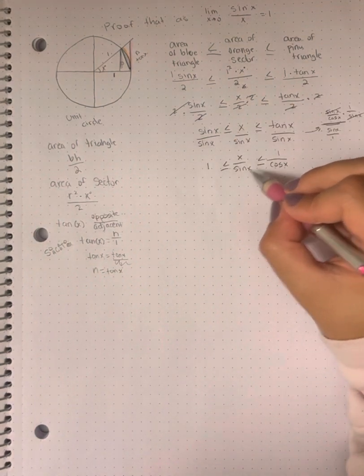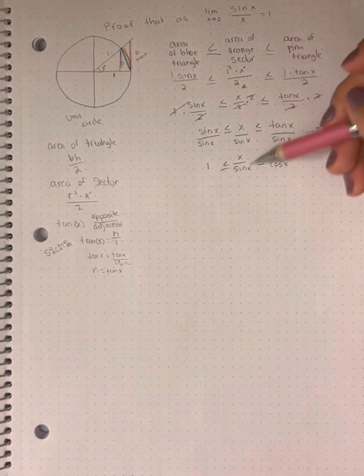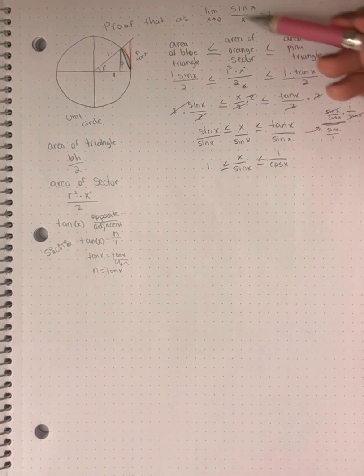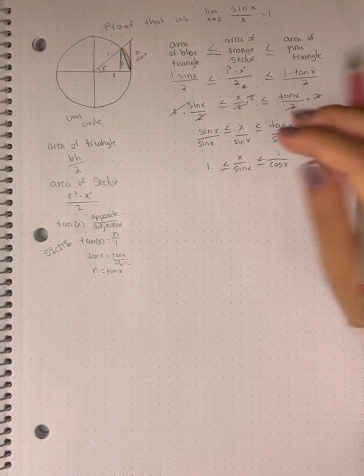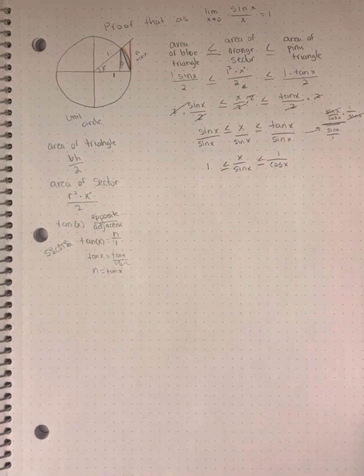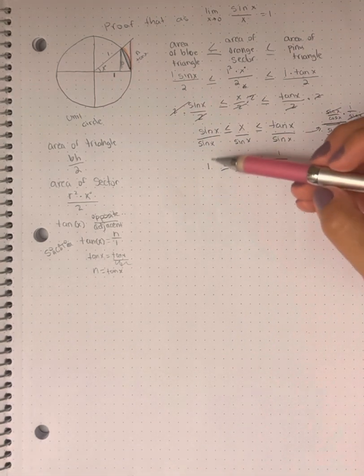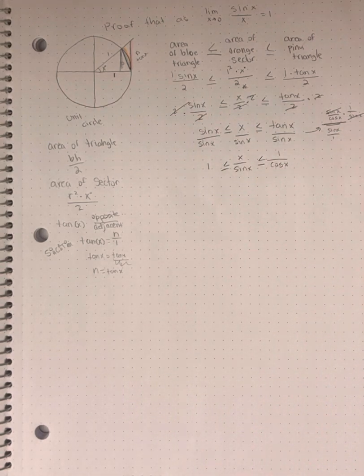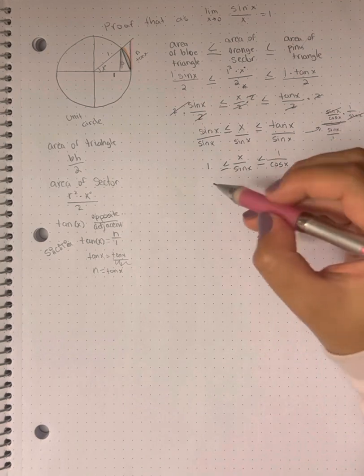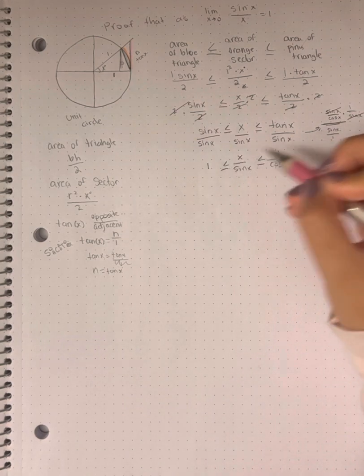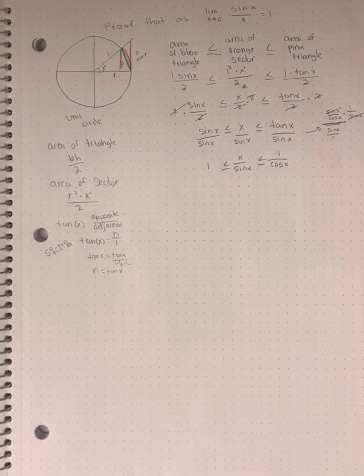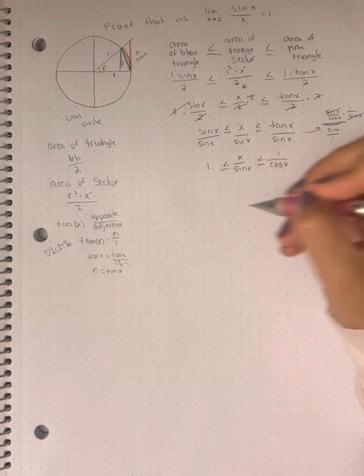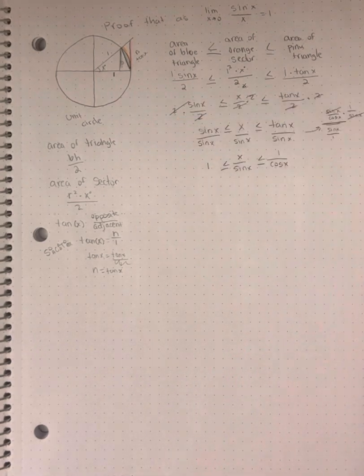Now, this is getting really close to this, but in order to make this sine of x over x, we're going to need to take the reciprocal. And now, when we take the reciprocal of a problem that has greater than or equal to signs, we also need to adjust our greater than or equal signs for the reciprocal, so we're going to need to flip them. Because think about it like this, right?